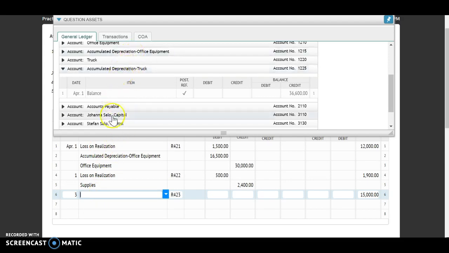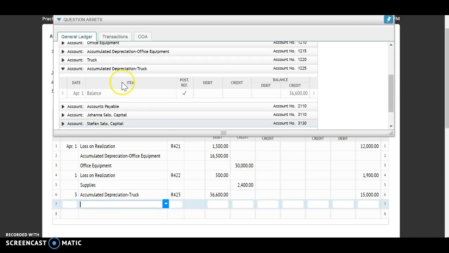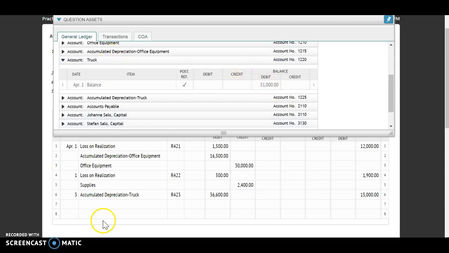So let's go ahead and put in our accumulated depreciation. We're going to close that up first. The accumulated depreciation of our truck, we're going to debit for 36,600. We're going to credit our truck account for 51,000. And then we also said that we had a gain on realization of 600, so we'll credit that for 600 as well. Okay, again, make sure that your debits equal credits.